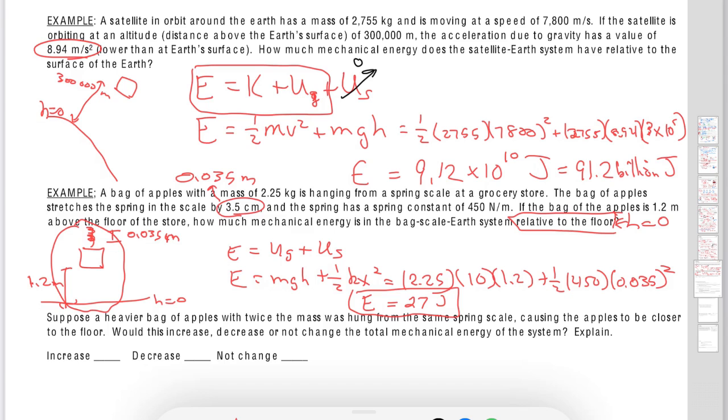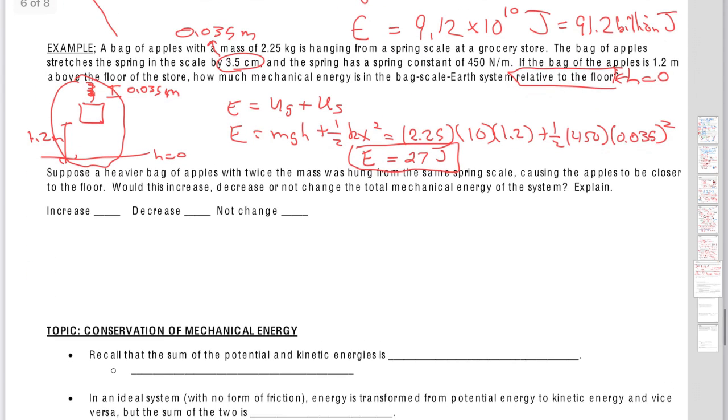All right, next question is related to this apple question. So suppose a heavier bag of apples with twice the mass is hung on the same spring scale, causing the apples to move closer to the floor. Would this increase, decrease, or not change the mechanical energy of the system? So let's just say that the gravitational potential energy stays the same, right? Because the factors are going to even out. So let's just say that stays the same.